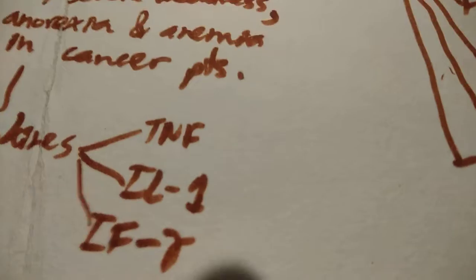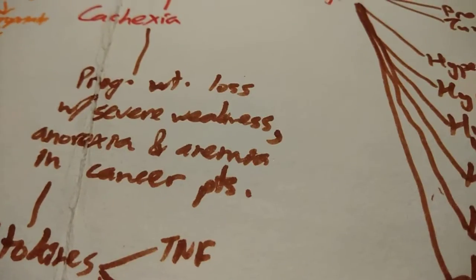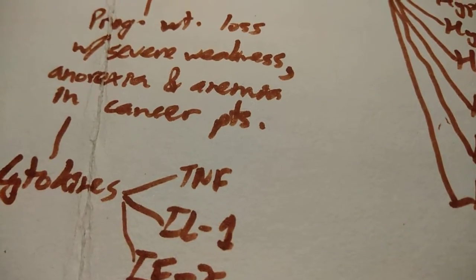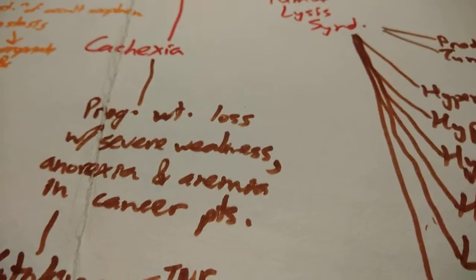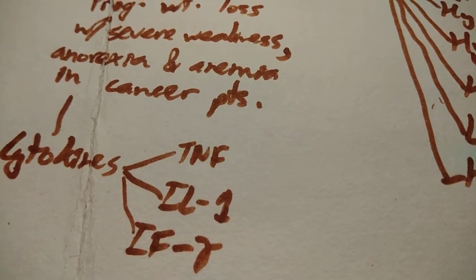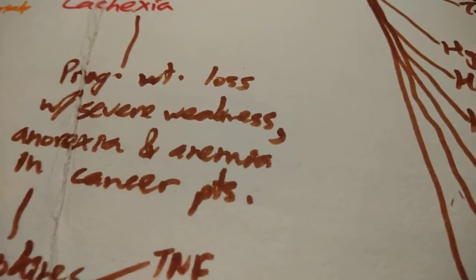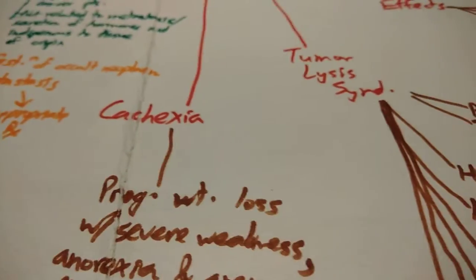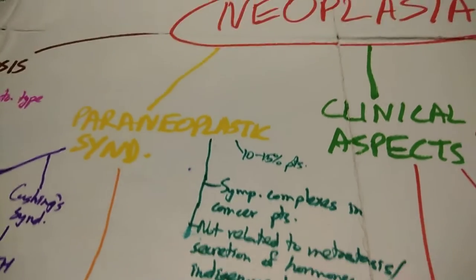So when cytokines like these get released from cells, that's what triggers all these symptoms, right? So that's cachexia. Now, moving on to paraneoplastic syndromes.